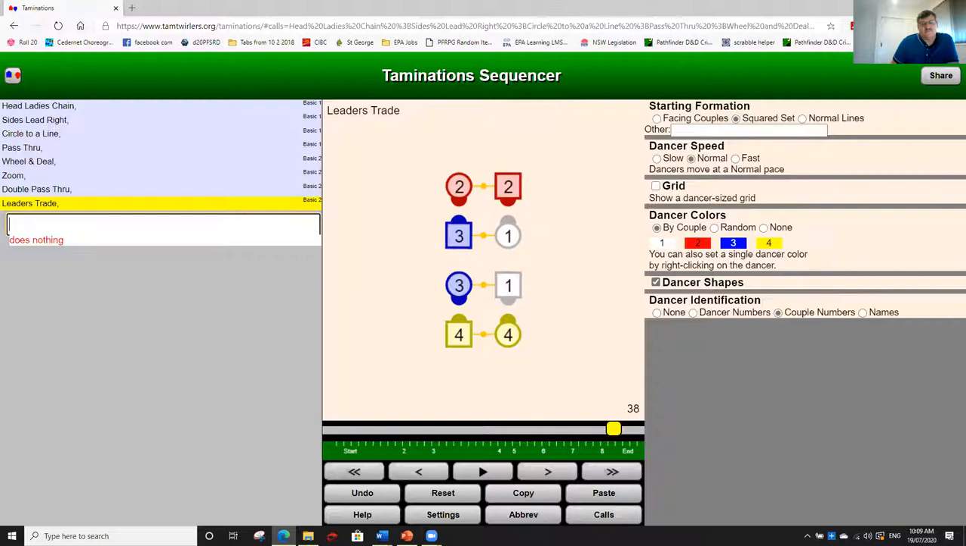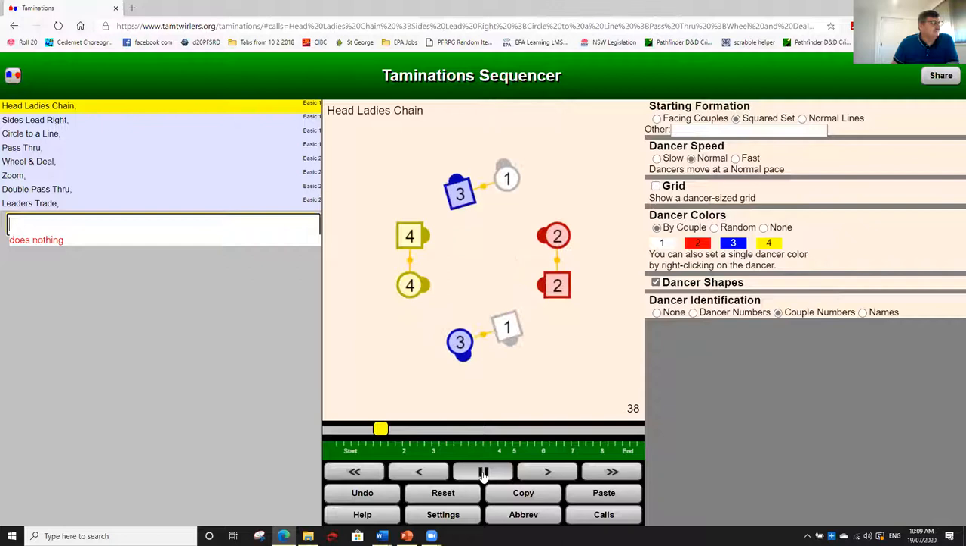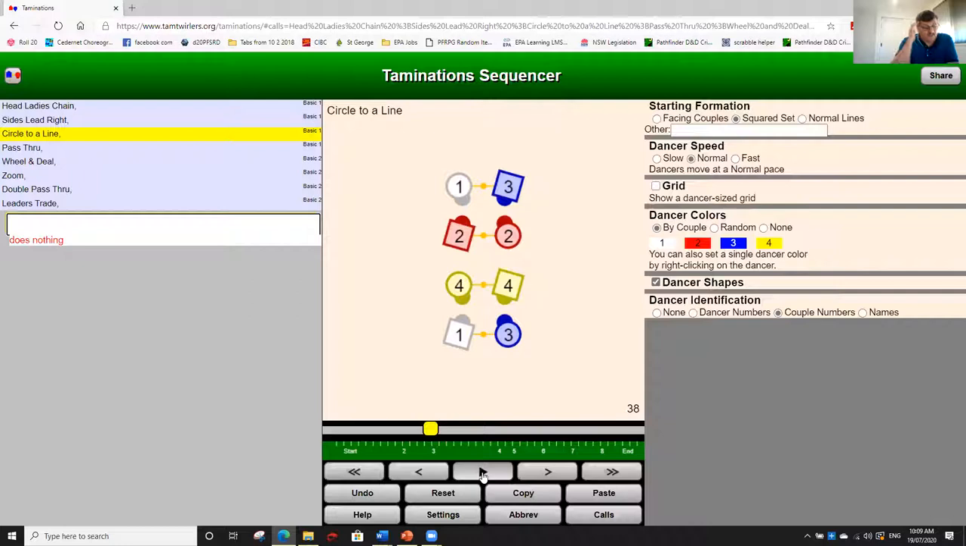So if I was to use my modules, I might do something like head lady's chain. We've got the sides lead to the right. I've got a box. I can use a zero box module. I don't want an invert and rotate. I don't want a technical zero. I want a zero, either geographic or true. Does somebody give me a little zero?